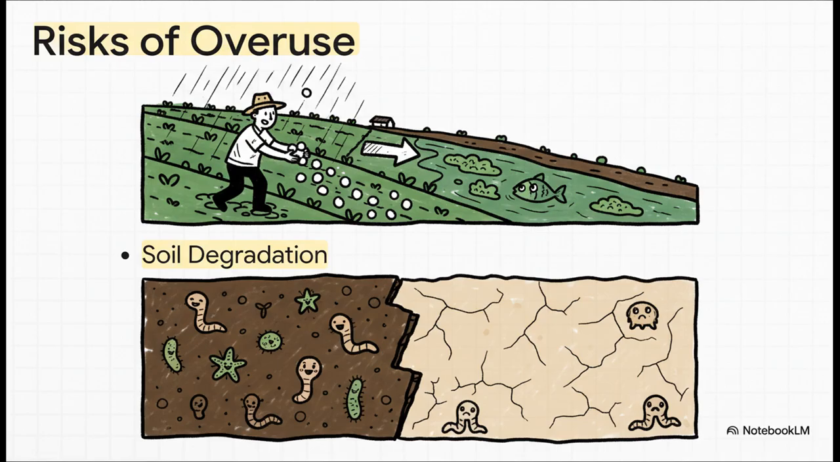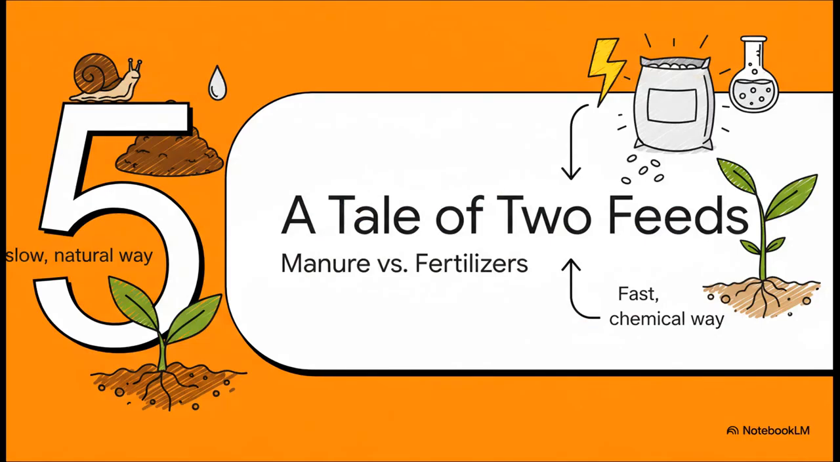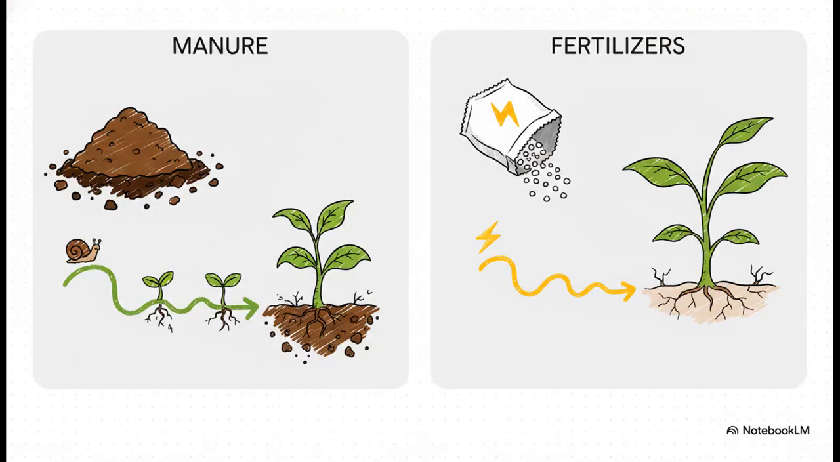The second problem is soil degradation. The continuous use of these chemicals can harm the microorganisms in the soil. And remember, fertilizers do not add any organic matter, so over a long time, they can actually destroy the soil's fertility. This brings us to a very important comparison. A tale of two feeds, if you will, manure versus fertilizers. So, which one should a farmer choose? Let's compare them directly. Let's break it down.